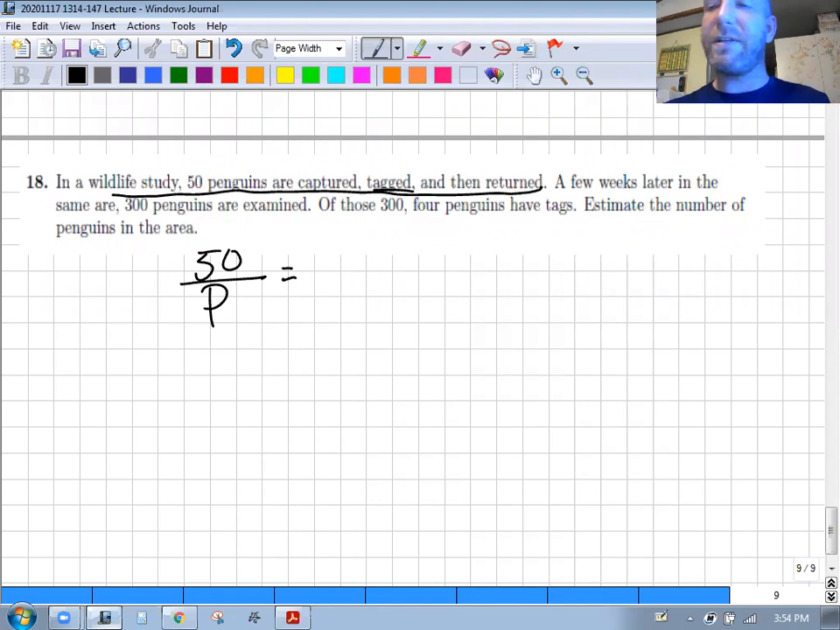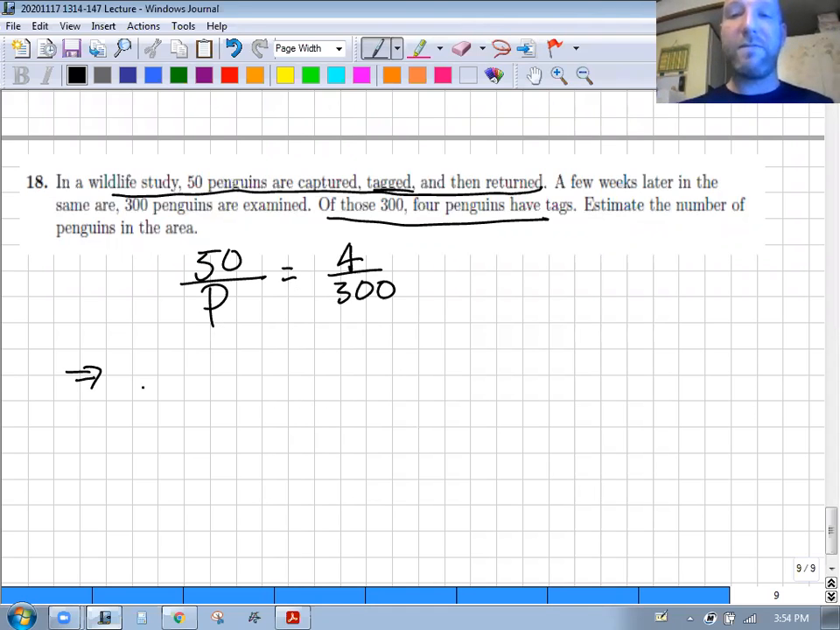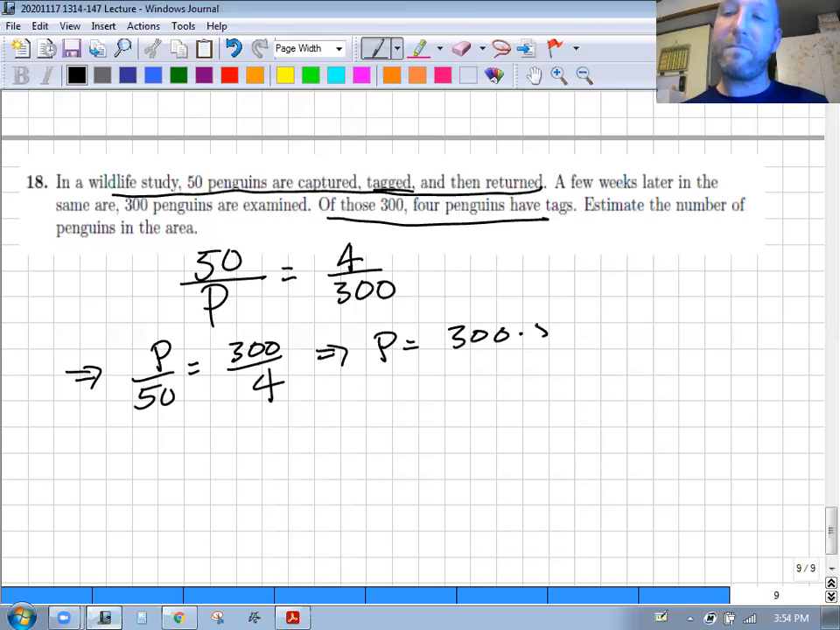They catch 300 and 4 of them are tagged. So there's 4 tagged out of 300. So 4 to 300 should be the same as 50 to the whole population. All right, so I can flip these over, multiply both sides by 50, and we get 300 times 50 divided by 4, 3,750 penguins in the area.